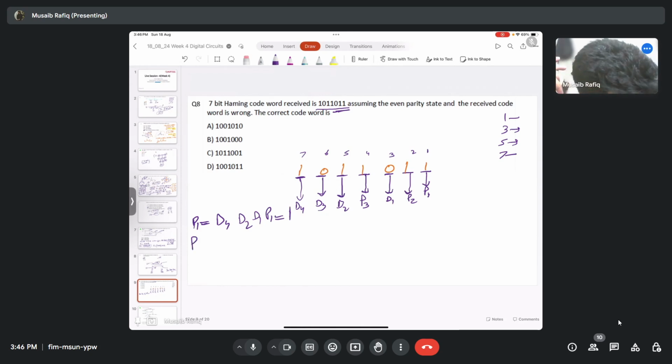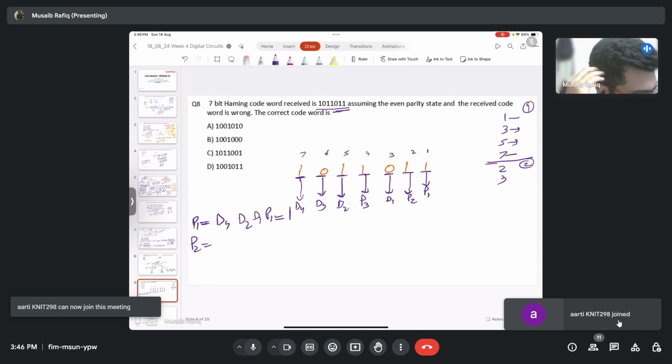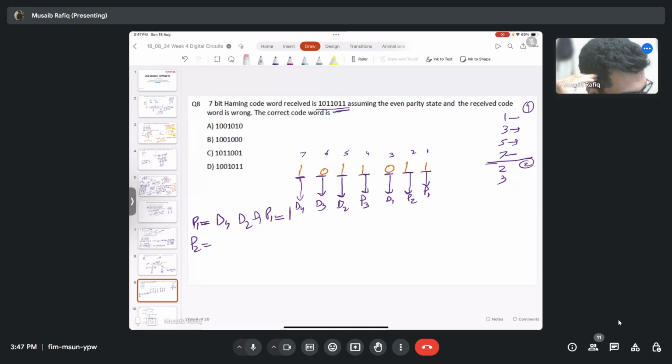Then I have P2, checking P2. P2 will appear in bit number 2, bit number 3, bit number 5, because 5 is 4 plus 1 and not in 5. It will appear in 6, bit number 6 and bit number 7.